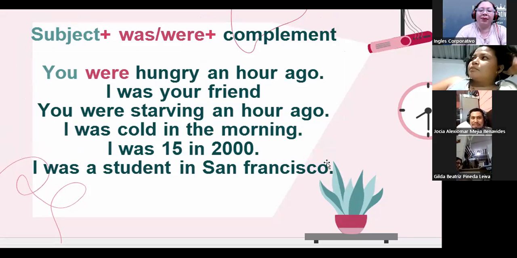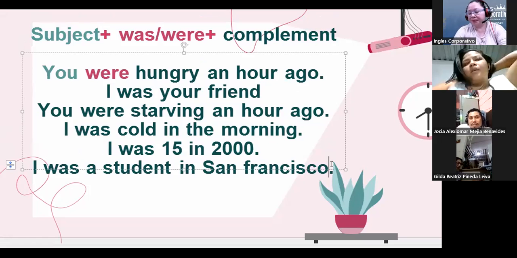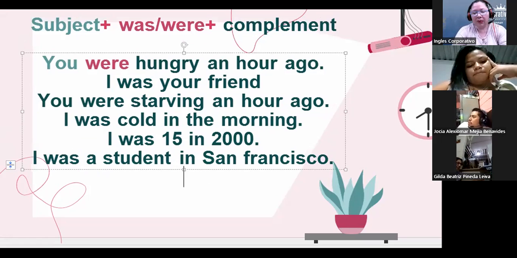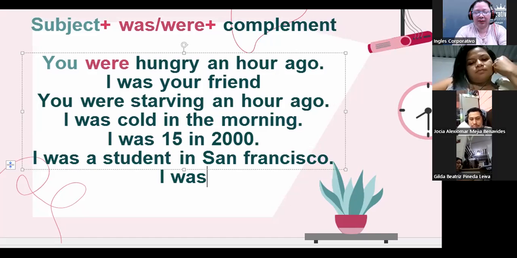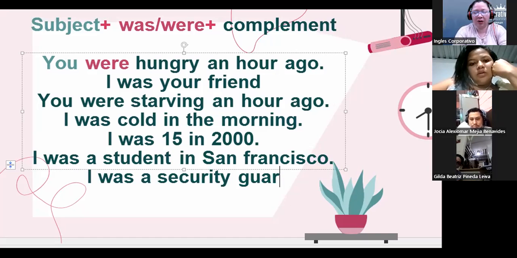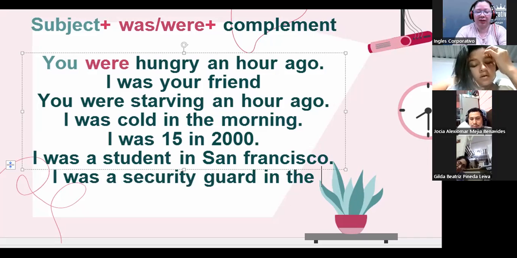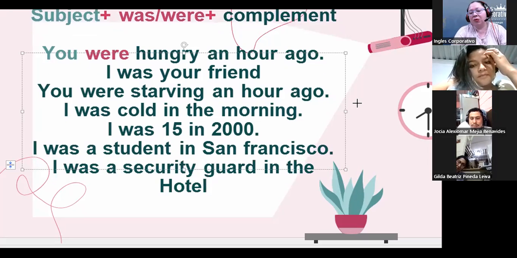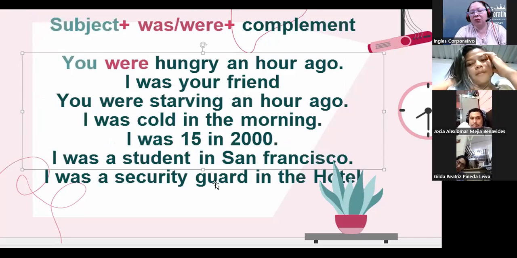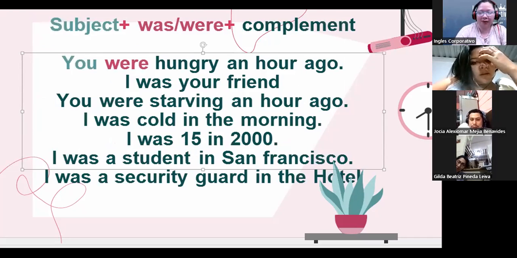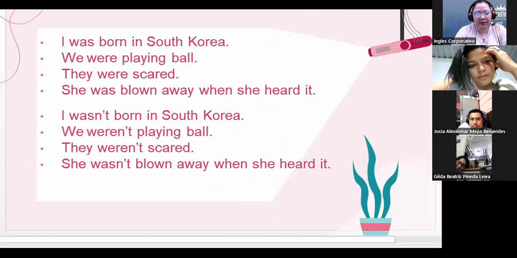Vamos a ver, por ejemplo, I was a security guard in the hotel. Y así podemos ir diciendo todo lo que éramos, todo lo que estábamos. Y tenemos siempre subject plus was or were, depending on the subject, plus the complement. Vamos a ver la siguiente.